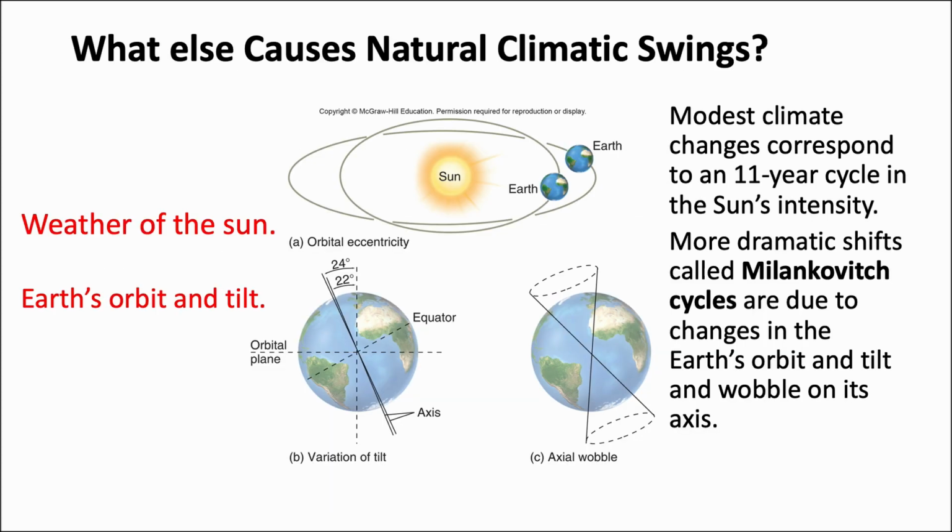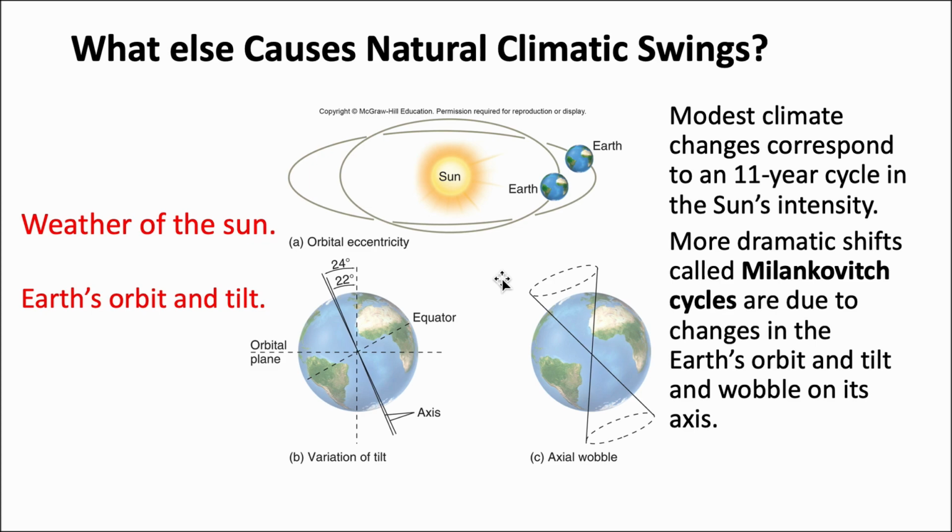Now there are other causes I haven't talked about. What else causes natural climate swings? Well, this is a relatively newer understanding, and that is that the sun actually has its own weather patterns. So depending on the temperature of the sun, there are these sunspots. In years of sunspots, we have warmer years on Earth.